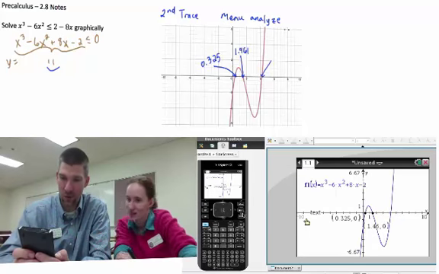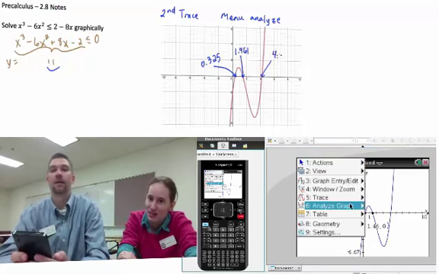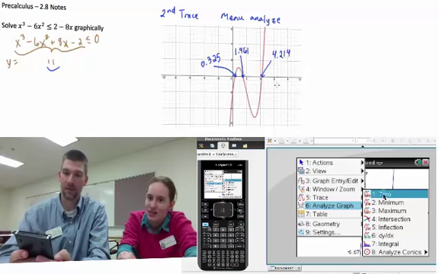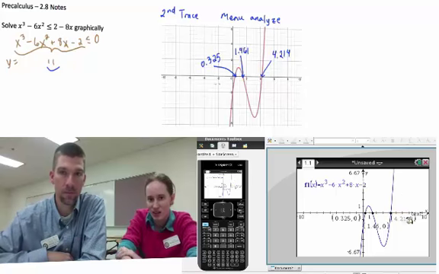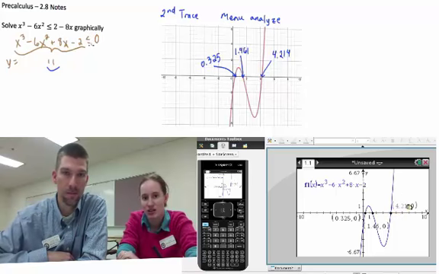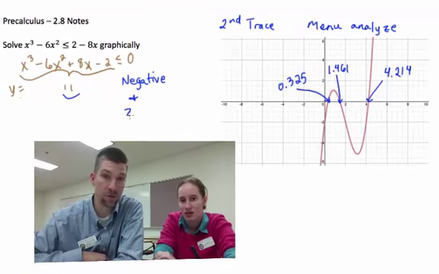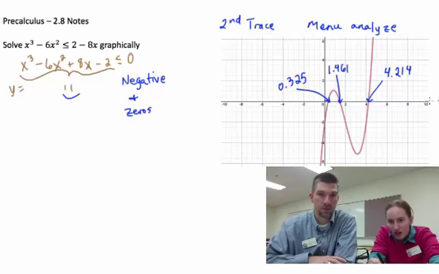Finally, 4.214. Okay, those are our 3 zeros here. And then we want less than or equal to 0 here. So we want the negative values and the 0 values. So we can actually include the zeros for the first time on this set of notes.